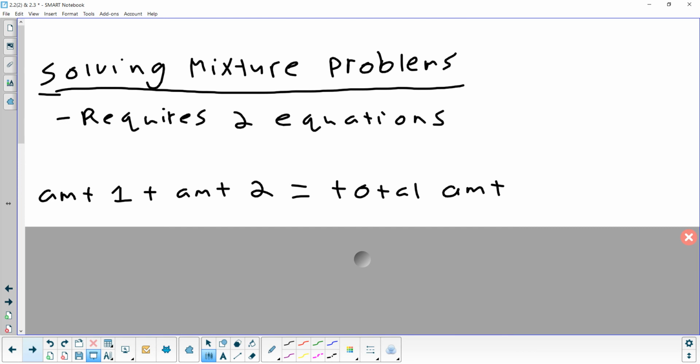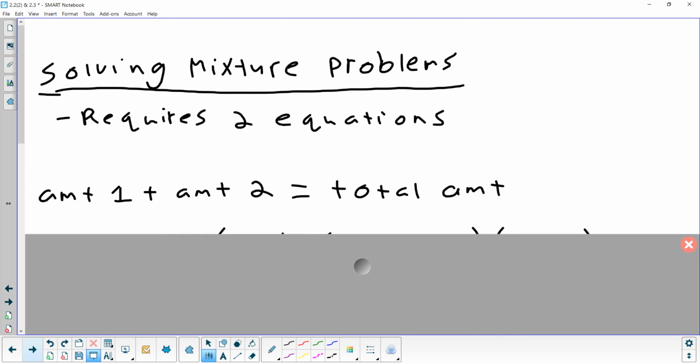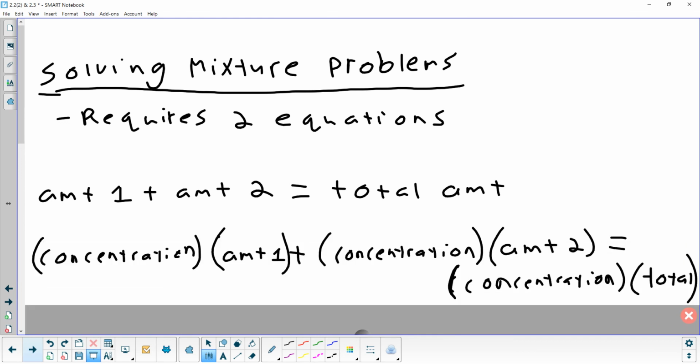Amount 1, the amount of your first solution, plus how much of your second solution equals the total. But that equation doesn't do anything with the concentrations. That's going to be the second equation. One equation is for the amounts. The second equation has the concentration in it. And it's set up very similarly 3 times in a row.